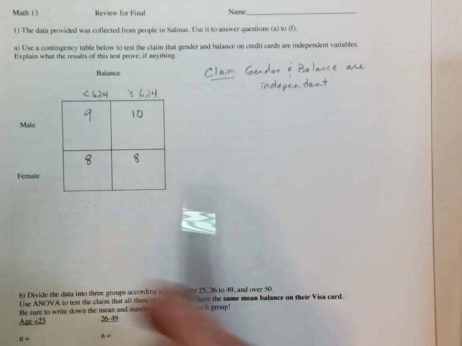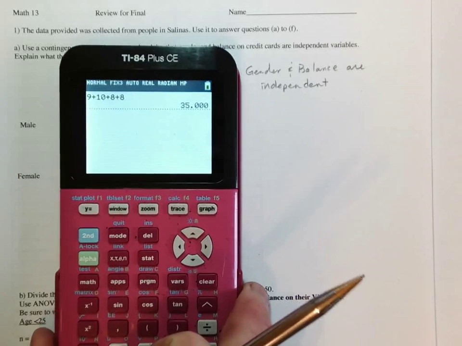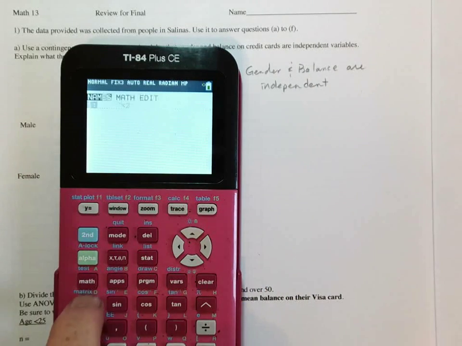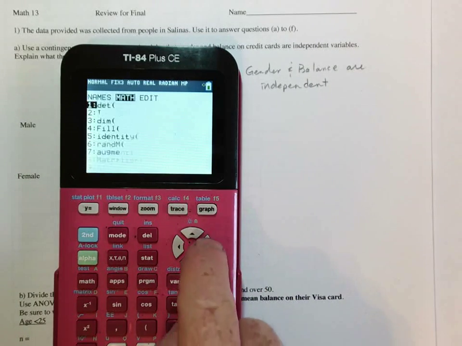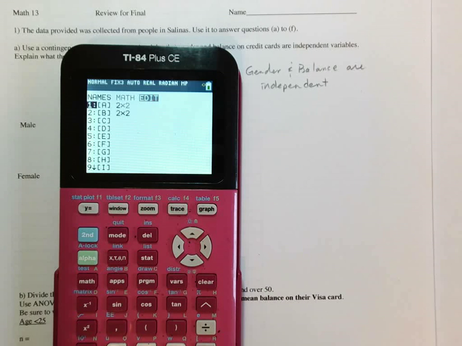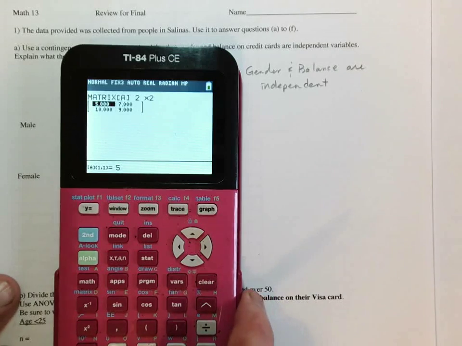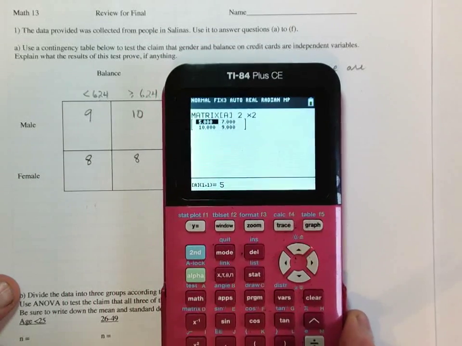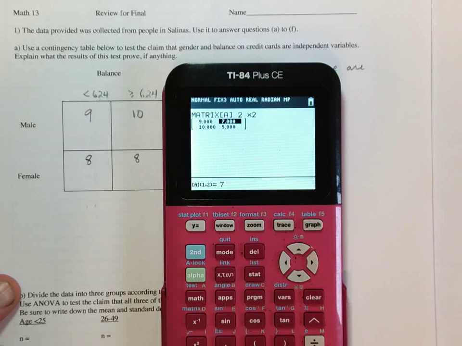Next, enter this as a matrix. So you go to second, matrix, then over to edit, choose matrix A. This is a 2x2 contingency table. There's some old numbers left over from another problem. That's fine, just type over those. 9, enter, 10, enter, 8, and 8. So there's our table: 9, 10, 8, 8.